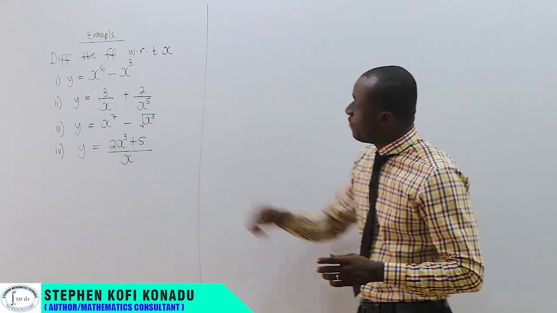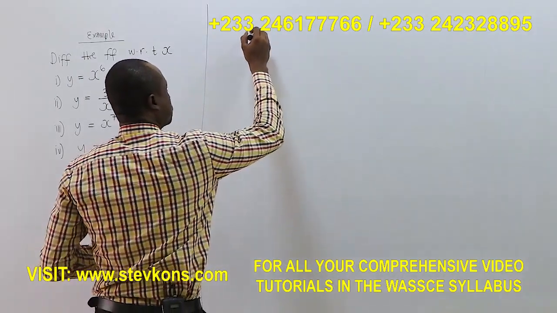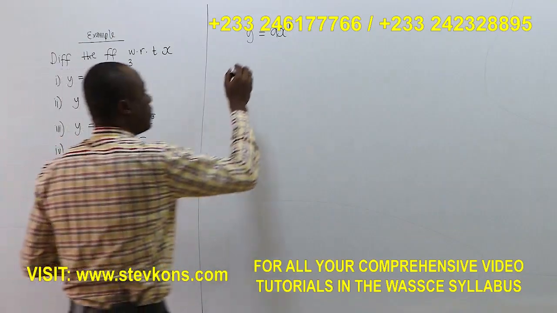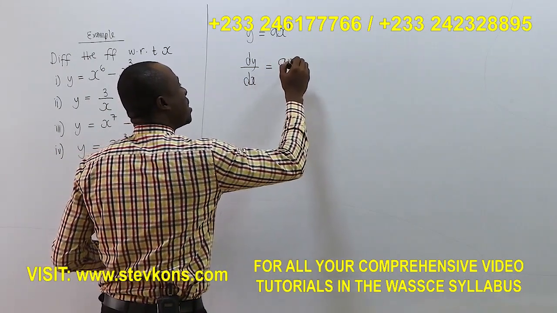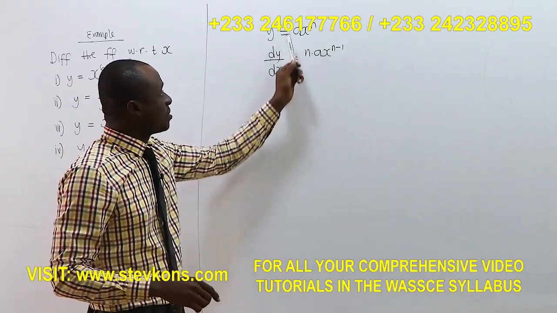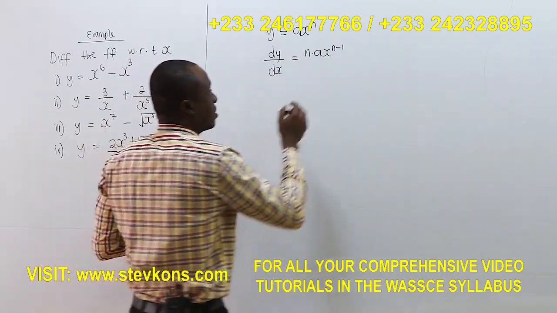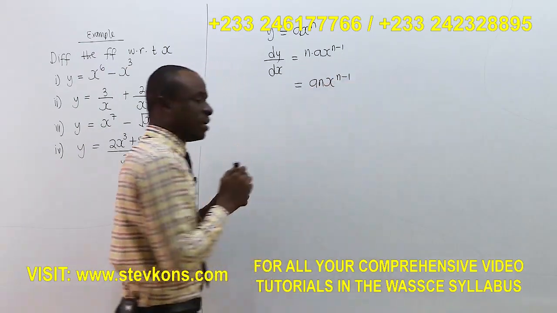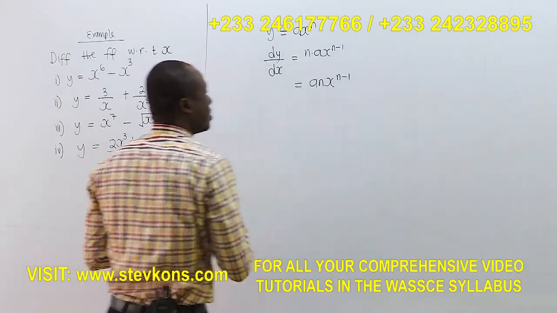Now, let's see, differentiate the following with respect to x. We know that if you have y equal to ax to the power n, and we differentiate, dy/dx is the same as anx^(n-1). The n has to come down and multiply the a, x^(n-1). You can see that this is the same as anx^(n-1). Why? Multiplication is commutative. So n times a is the same as a times n.